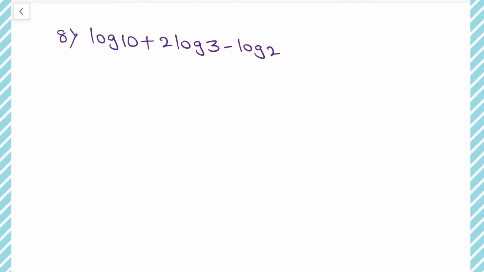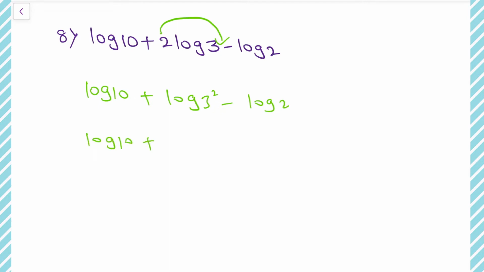Log 10 plus 2 log 3 minus log 2. Here also same. In the first case, before log nothing is there, so I am writing that as it is, plus here 2 is there, then it will go as the power. So log 3 power 2 minus log 2 as usual. Log 10 plus log 3 power 2, 9, minus log 2.